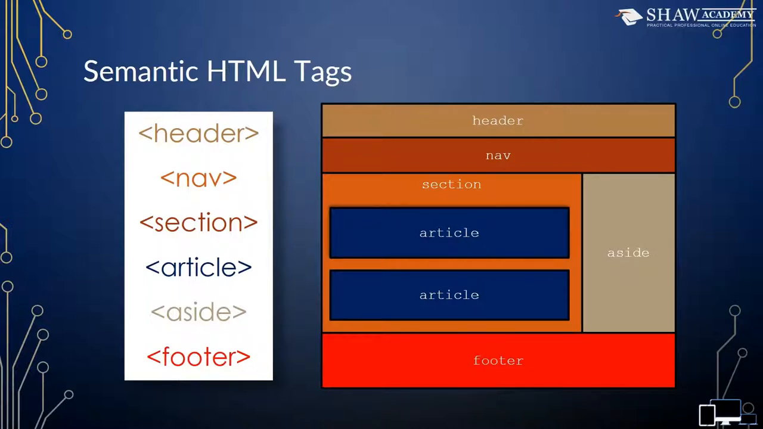Then we have section tags and article tags. If you look at the example on my screen, you can see I have a section, and inside that section I have two articles. The thing you ask yourself when you have a section is, does it make sense to have a header? Because every section that you write should have a header. That is the point of a section.